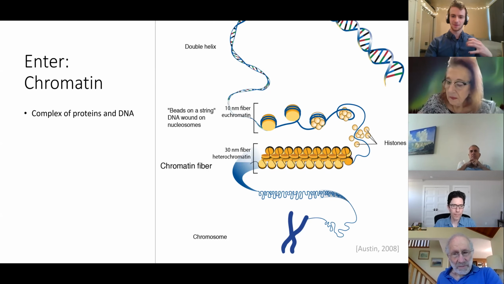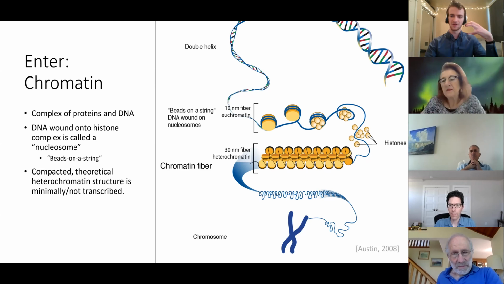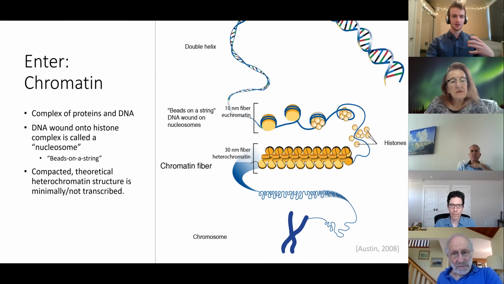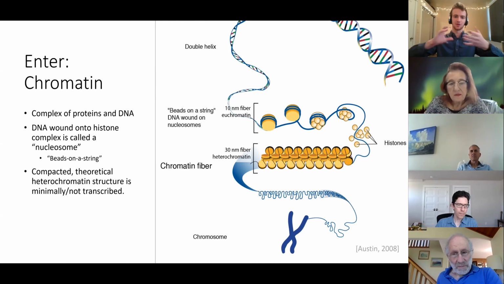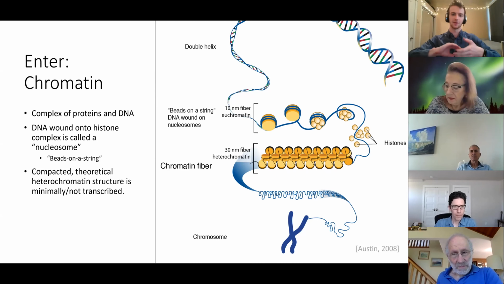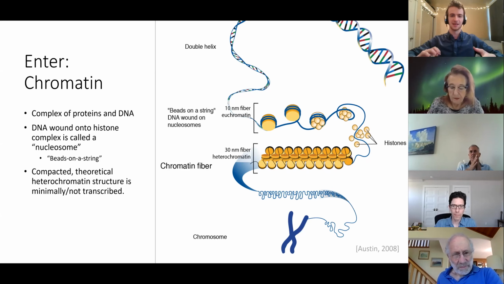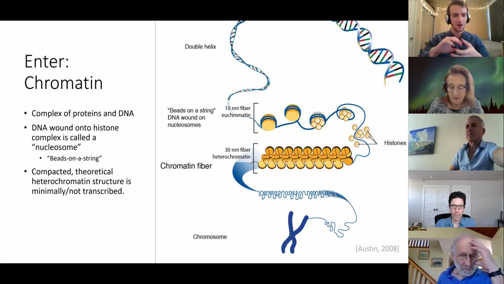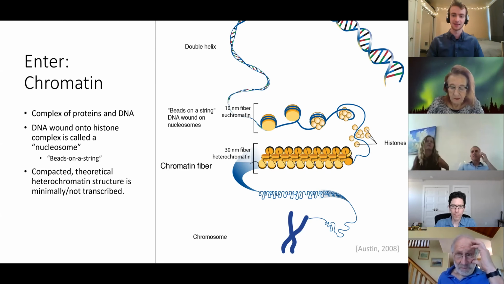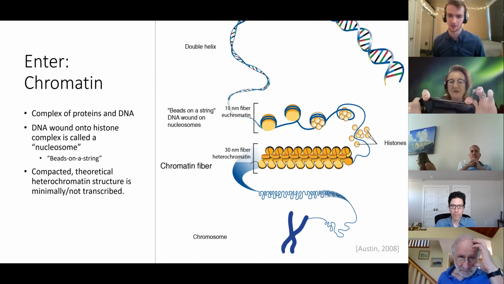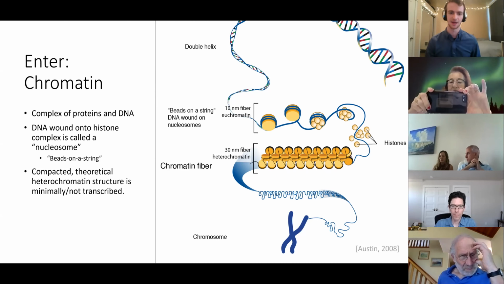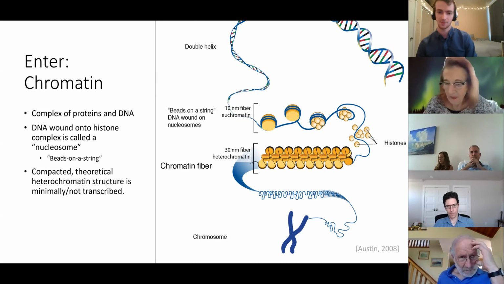And if it's wound a little bit tighter, you can get further structures and further packing into a theoretical structure called the 30 nanometer fiber, or in general, heterochromatin, which, as you can see, is a lot more densely packed. There are a lot more proteins per length of DNA, and you can imagine it would be harder to access any given piece of the DNA. And indeed, heterochromatin is usually found near silent genes and genes that are minimally transcribed.